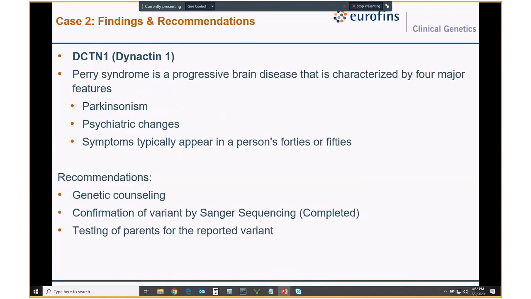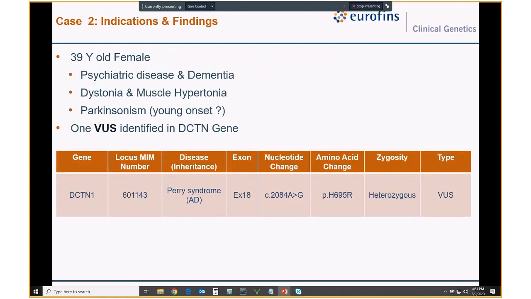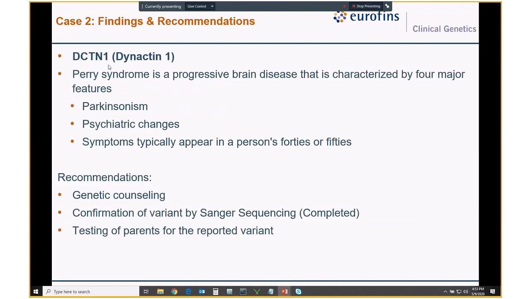Of course, it's a progressive brain disease, including Parkinsonism and psychiatric changes, and usually it appears in the mid-40s or early 40s to 50s. Interestingly, if you look at the age, it was right on the border of that, so this seemed to be a good fit. We spoke to the doctor. The doctor said, yes, you can report this variant and please confirm it. So we have done that.